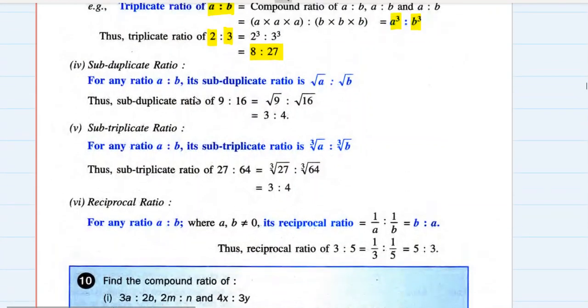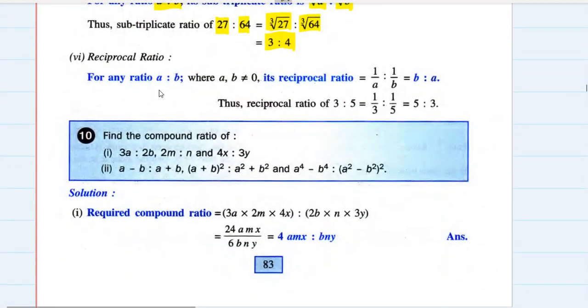Then there is subduplicate ratio. For any ratio A is to B, its subduplicate is the ratio root A is to root B. So for the ratio 9 is to 16, its subduplicate ratio will be root 9 is to root 16, which is 3 is to 4. Subtriplicate ratio. For any ratio A is to B, its subtriplicate ratio is cube root of A is to cube root of B. That is, subtriplicate ratio of 27 is to 64 is cube root of 27 is to cube root of 64. That is 3 is to 4.